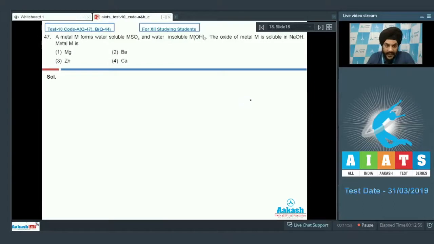Question number 47. A metal M forms soluble MSO4 and water insoluble M(OH)2. The oxide of the metal M is soluble in NaOH as well. So based on this information, you can clearly see that the metal M has to be amphoteric. So if you look at the options which are given to us, the metal M which satisfies all the above conditions is Zn. So we have to mark option 3 as the correct answer to this question. Let us look at the next question.